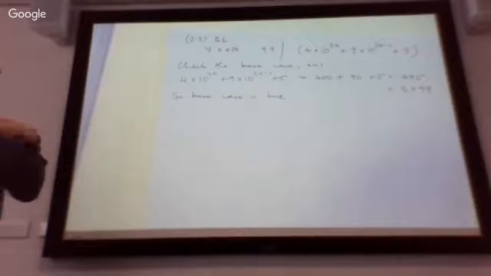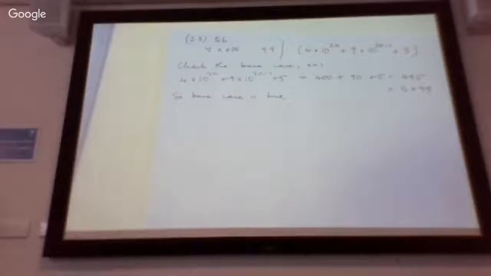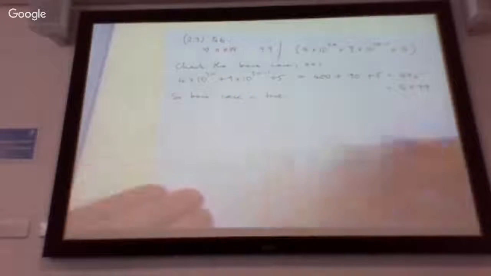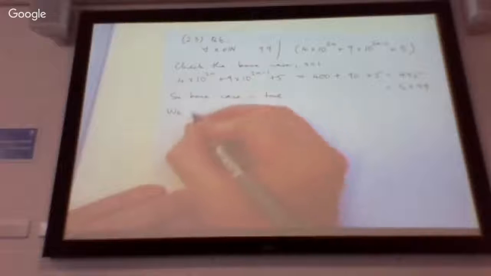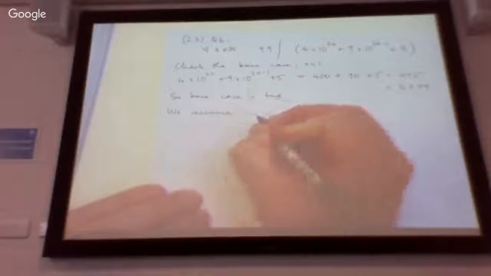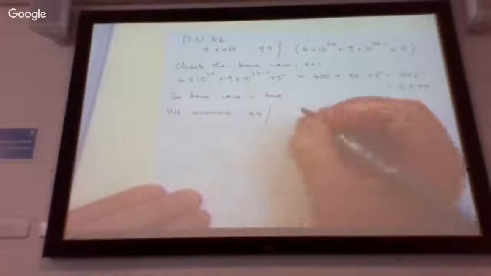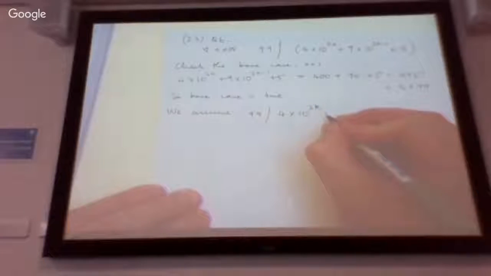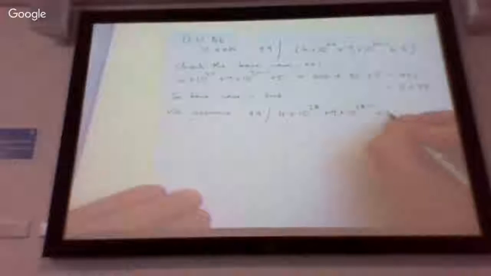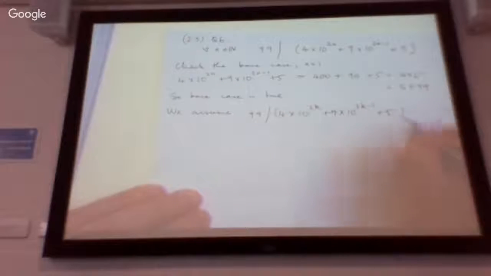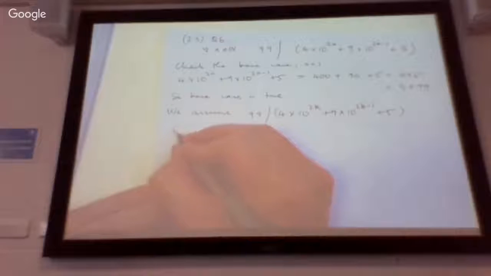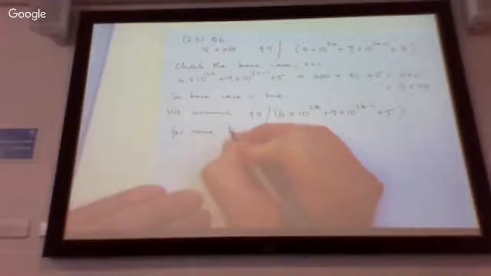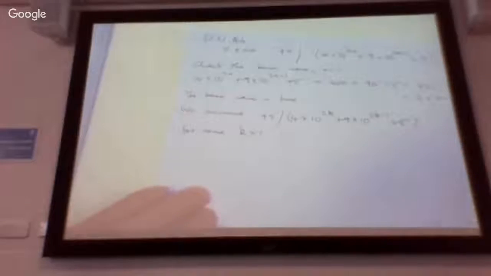These proofs by induction, they all follow the same pattern. Establish the base case, make the inductive hypothesis. So now we assume that 99 divides this quantity, 4 times 10 to the 2k plus 9 times 10 to the 2k minus 1 plus 5, for some k greater than or equal to 1.